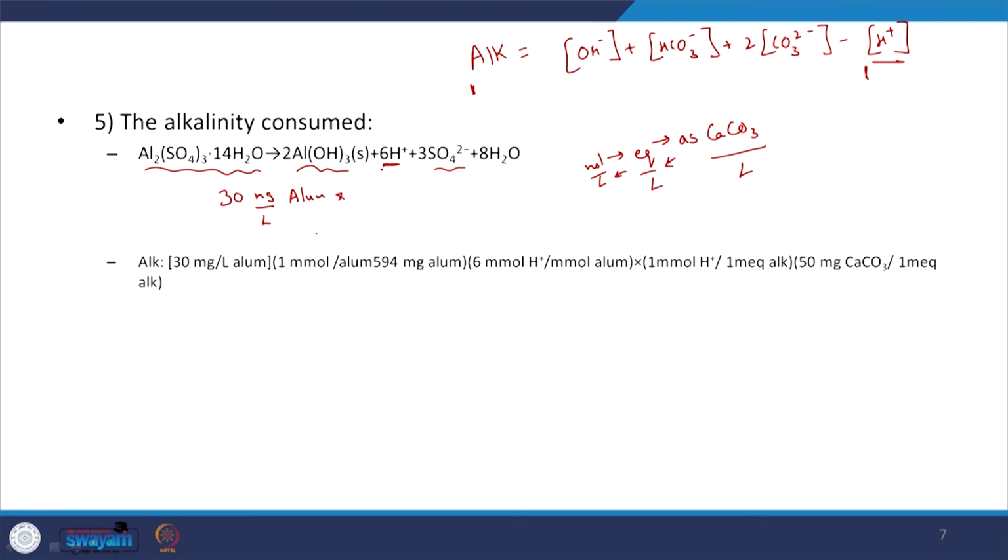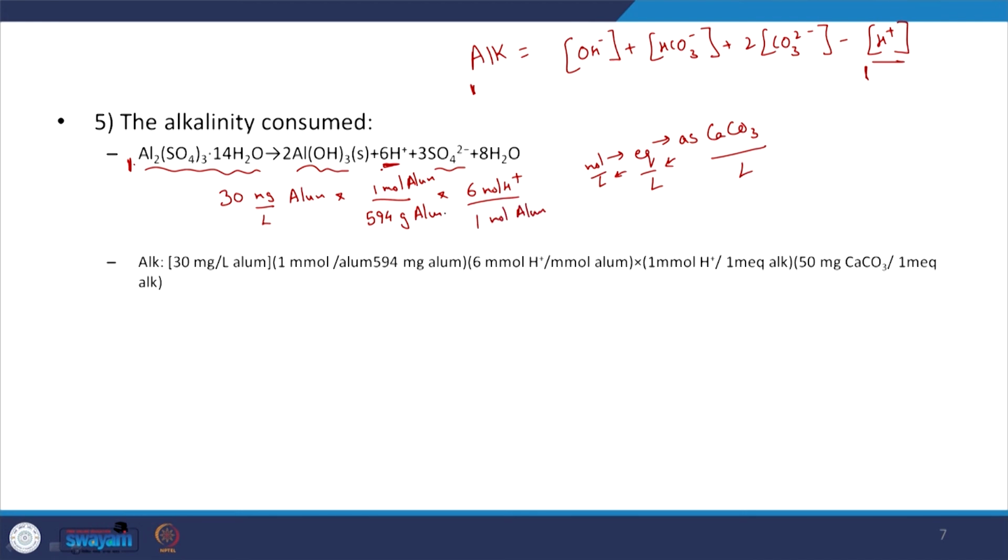So, only then I can go in this direction and end at my answer. So, first this alum I have to convert into molar units, right. So, molar units, what do I do? It is 1 mole per 594 grams of alum, right. So, now the units are in moles, and I know that for 1 mole of alum, 6 moles of H plus are being given out, 6 moles of H plus per, here also I should write alum.